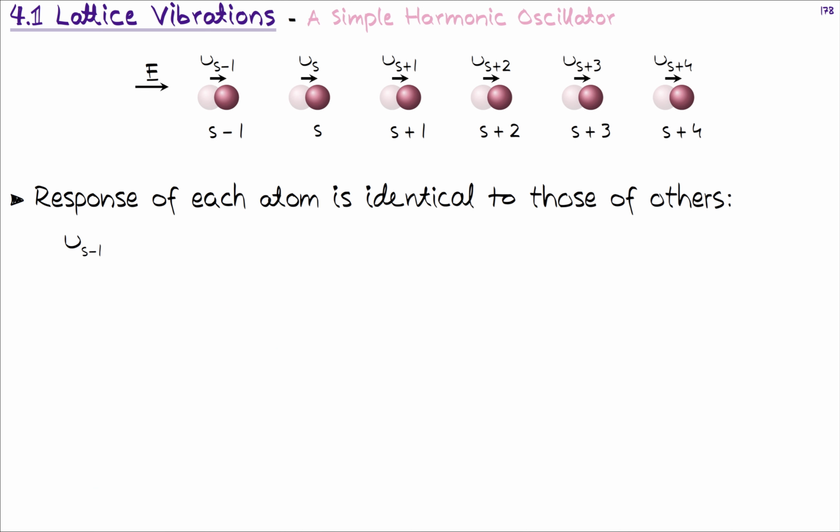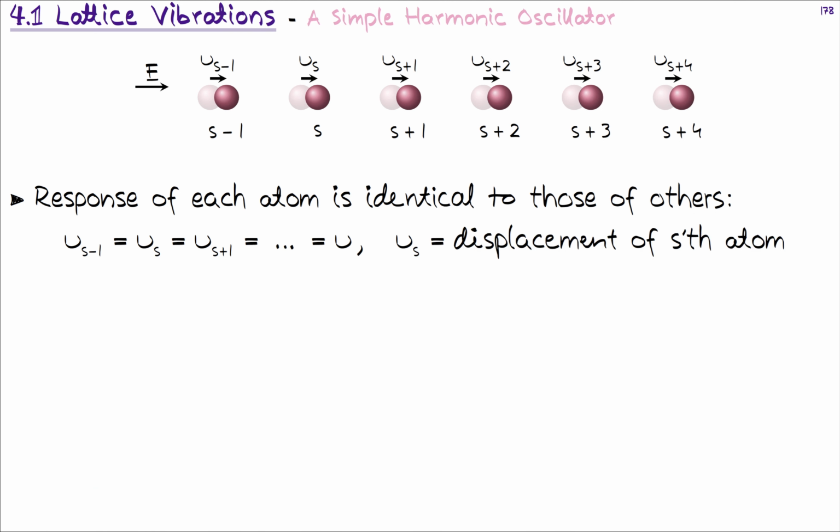And this is true as long as the atoms are not coupled to each other. And this is what we are not taking into account right now. So then each of these displacements, u_s, must be equal to u_(s-1), so the nearby atom, and similarly to u_(s+1), and so forth all the way. And we can just simplify the notation. We can just describe that all of these displacements, we can use a single parameter u to describe the displacement of an atom.